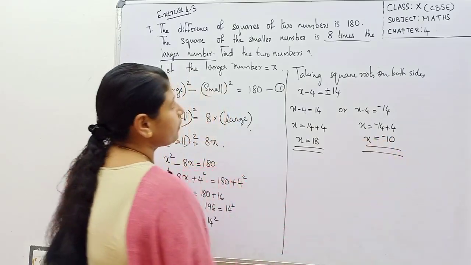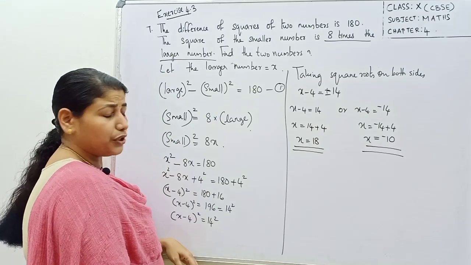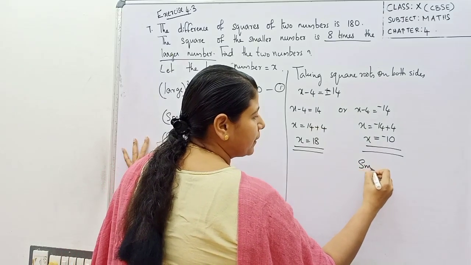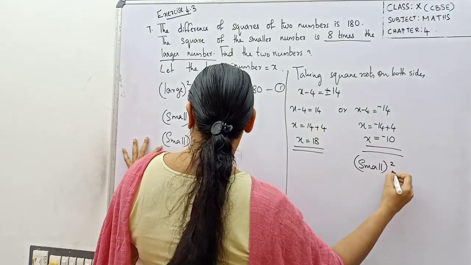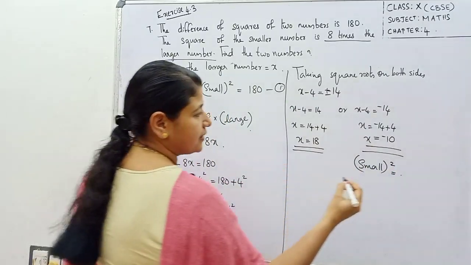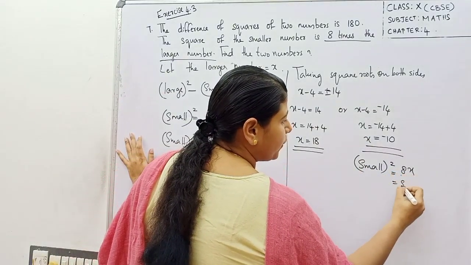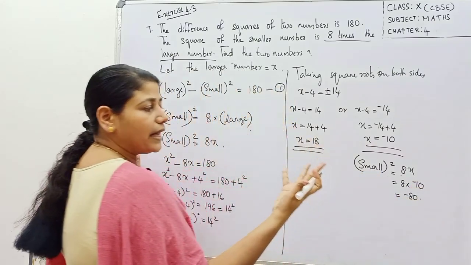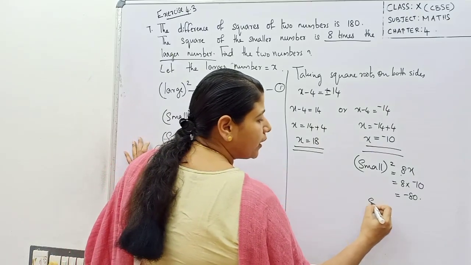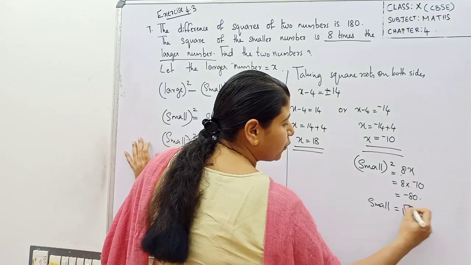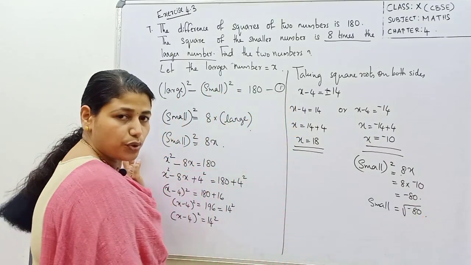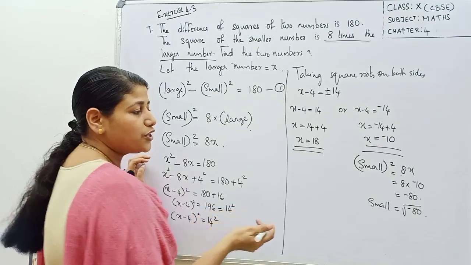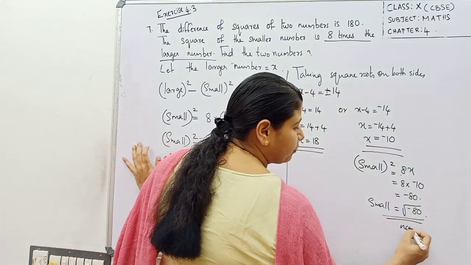Is this possible? No. Since we know that the square of the smaller number is equal to 8x, which is equal to 8 into x is negative 10. So you will get negative 80. Square of the small number is negative 80 means the smaller number must be root of negative 80. Is it possible? No, we didn't ever study the square root of a negative number. This is not possible, so we cannot take this one.